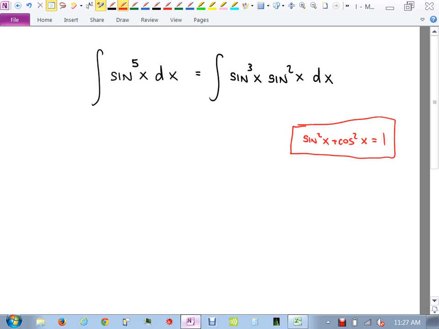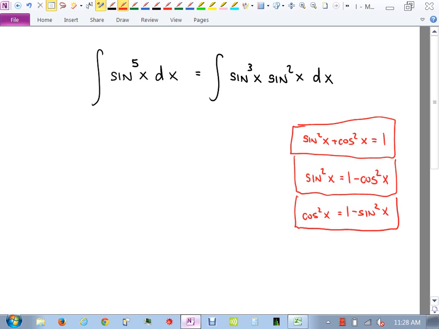And that identity allows me to solve for sine squared or cosine squared, either one. If I solve that for sine squared x, I get 1 minus cosine squared x. Or if I had solved for cosine squared x, I get 1 minus sine squared x. You agree with all that? So now the sine squared that I peeled off, I'm going to turn it into 1 minus cosine squared x. And we'll see where that's going to take us.